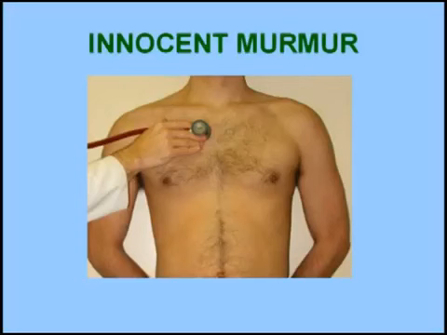These murmurs are usually heard best in the second right intercostal space when they are due to turbulence across the aortic valve.